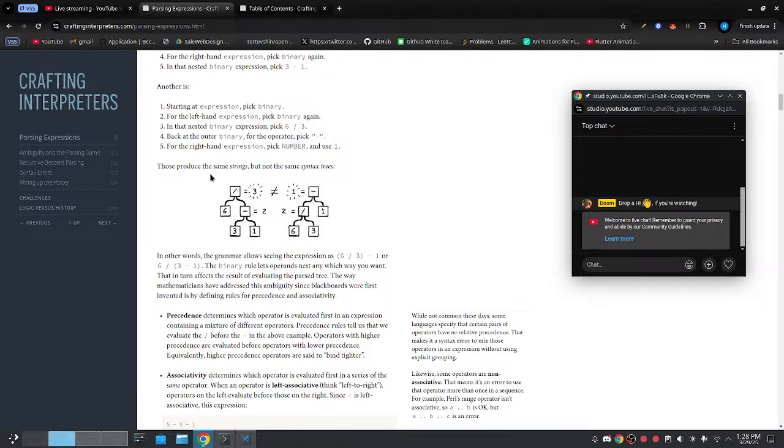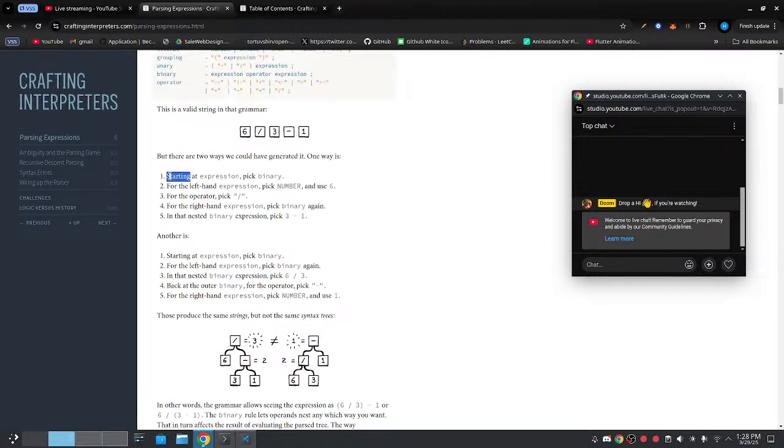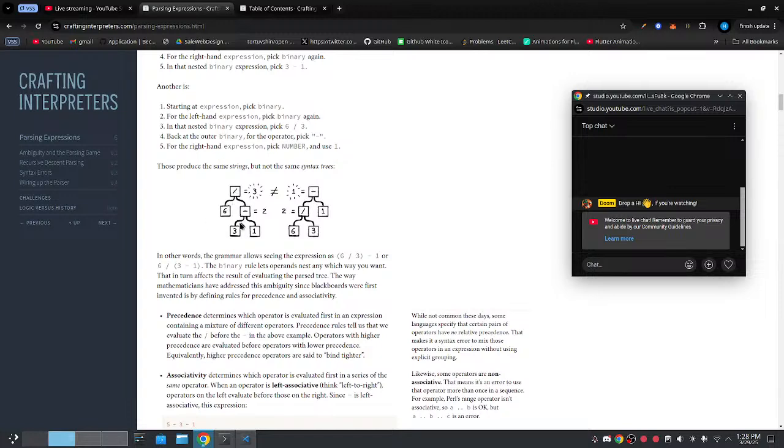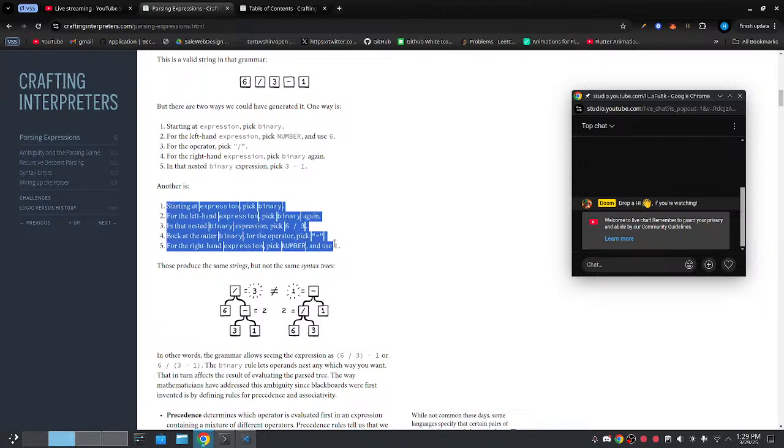Okay, this is interesting, right? This is the first one. We start with the resolution, pick number 6. Then this would be another binary, which on the left would give 3, for the operator minus, and for the right 1.